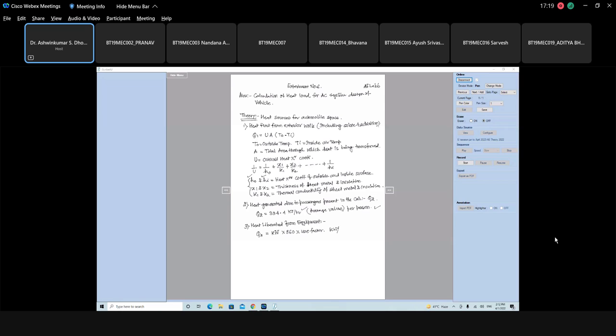So this will give you the value in kilojoule per hour. So how to calculate this use factor? The use factor is equal to the actual wattage in use divided by the installed wattage.